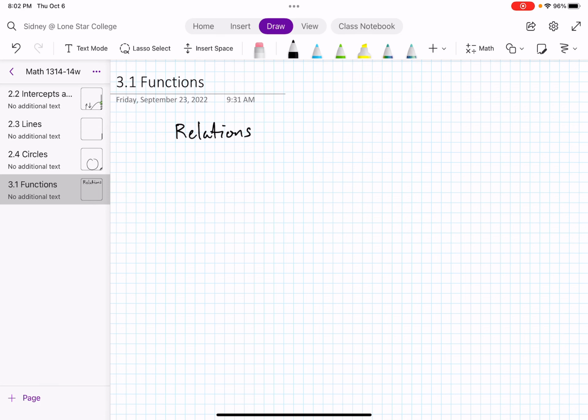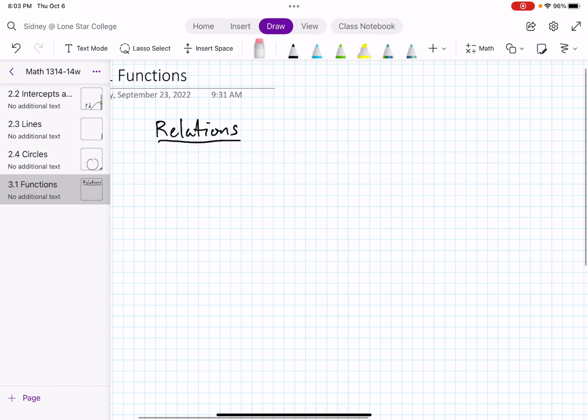So in section 3.1, we're going to talk about relations. Relations are simply mathematical relationships. I speak very broadly because relations are very broad. They're a very general topic. And so there's a few different ways relations can be shown.